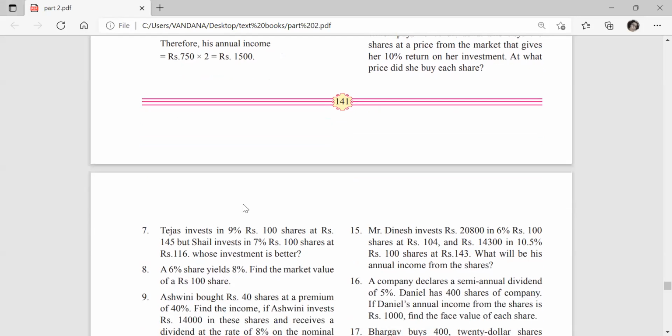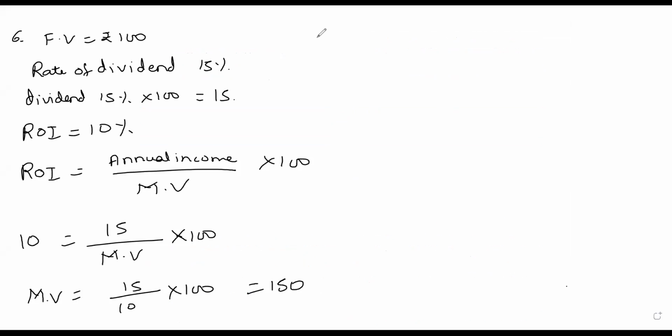Question number 7. Tejas invests in 9% rupees 100 shares at rupees 145, but Sahil invests in 7% rupees 100 shares at 116. Whose investment is better? तो तेजस इन्वेस्टमेंट क्या है वो देखते हैं हम लोग. Tejas and Sahil.